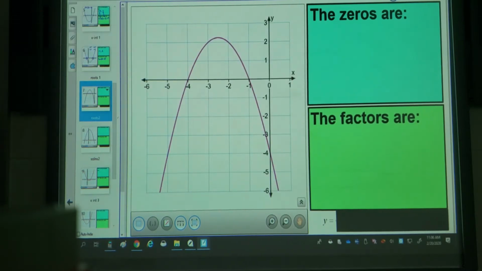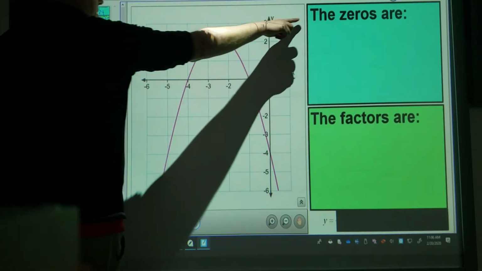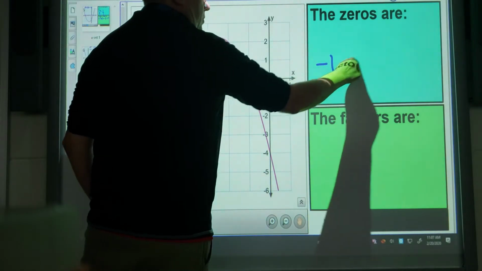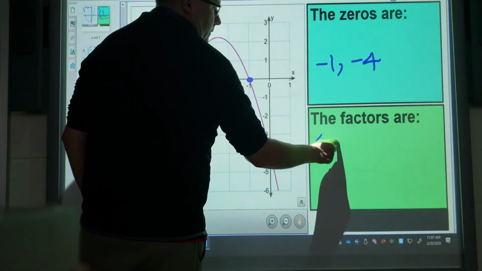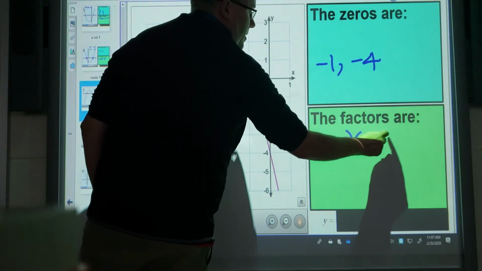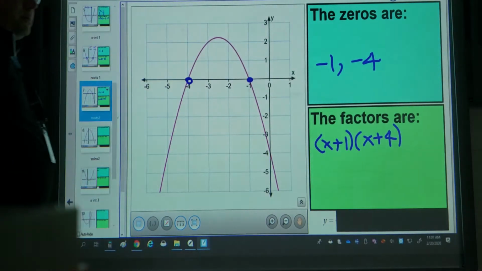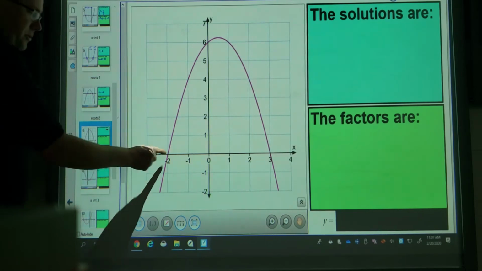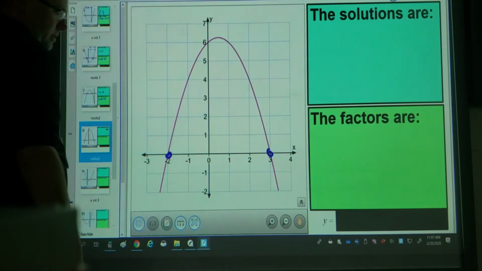So I've got my negative parabola here. Doesn't make any difference. If I want to find the zeros, I'm still looking for those x-intercepts. So -1, -4. For factors, I'm just going to take the opposites of those two answers. So +1 and +4.